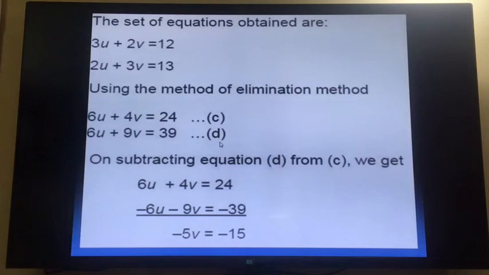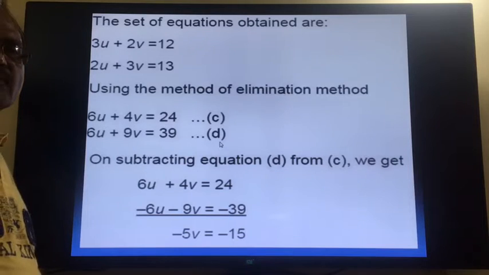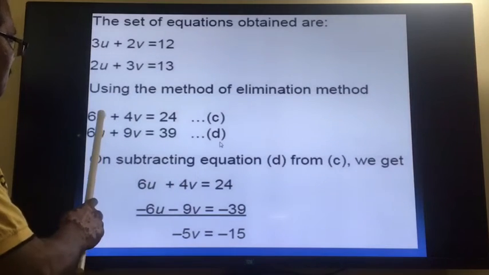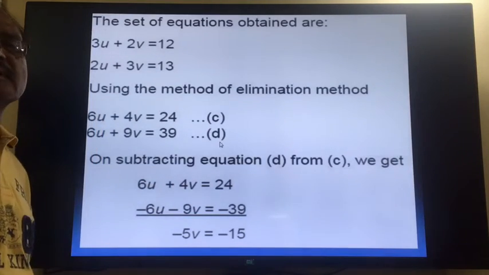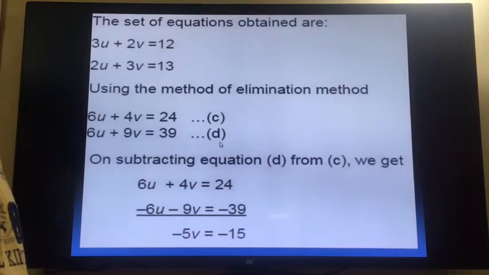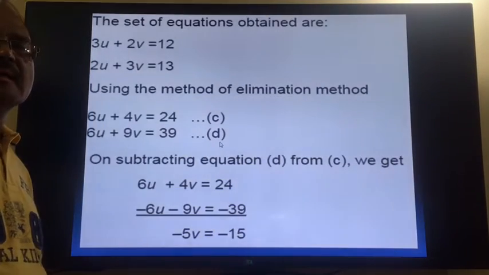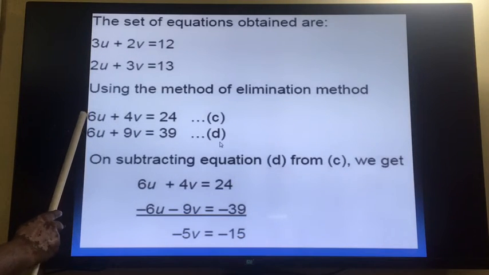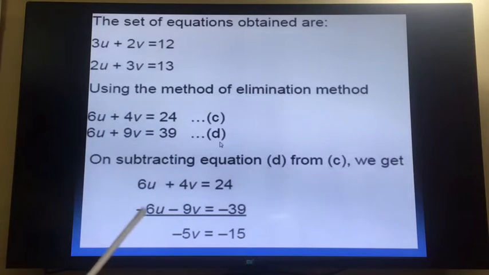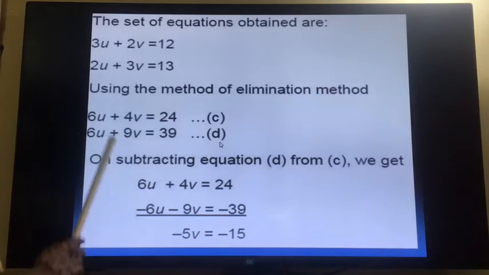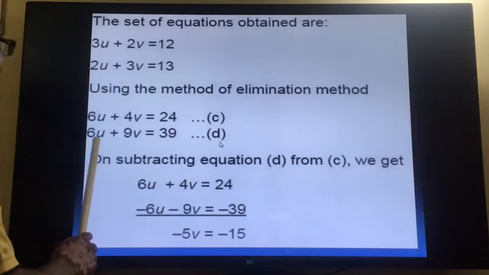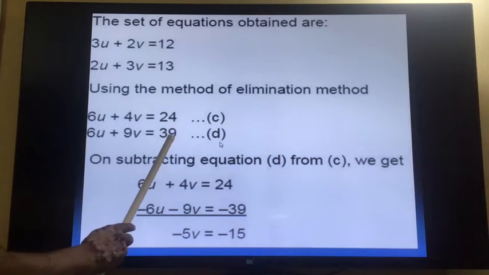In this case, when I taught the elimination by equating the coefficient method, I said first of all we make the coefficients equal. So we made the coefficient of u equal. After that I said you will see the sign. If both the signs are the same, either both positive or both negative, then we subtract. If both the signs are opposite, then we add. Here both signs are positive, so we will subtract. For subtraction we change the sign. So 6u plus 4v is equal to 24, and the second equation 6u plus 9v is equal to 39.